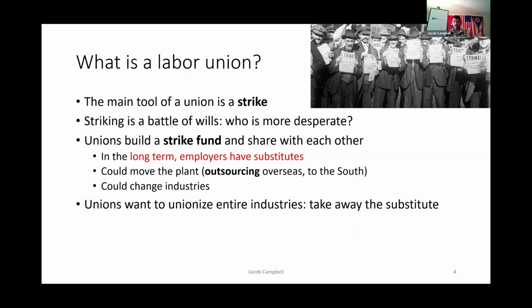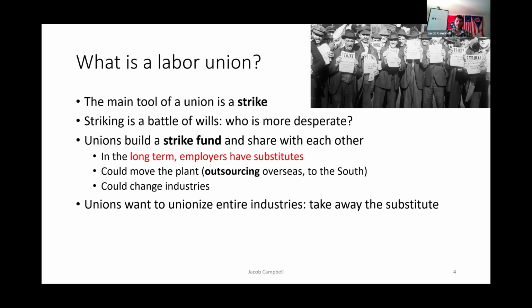I know you all probably know what strikes are. Striking, you're walking off the job. You say, screw this, I know you need me, so I'm just not going to work until you come to your senses. But the problem is, the employer also knows that you need them too. So striking is really just a battle of wills. Who is more desperate? Who's going to crack first and come begging the other one to take them back?